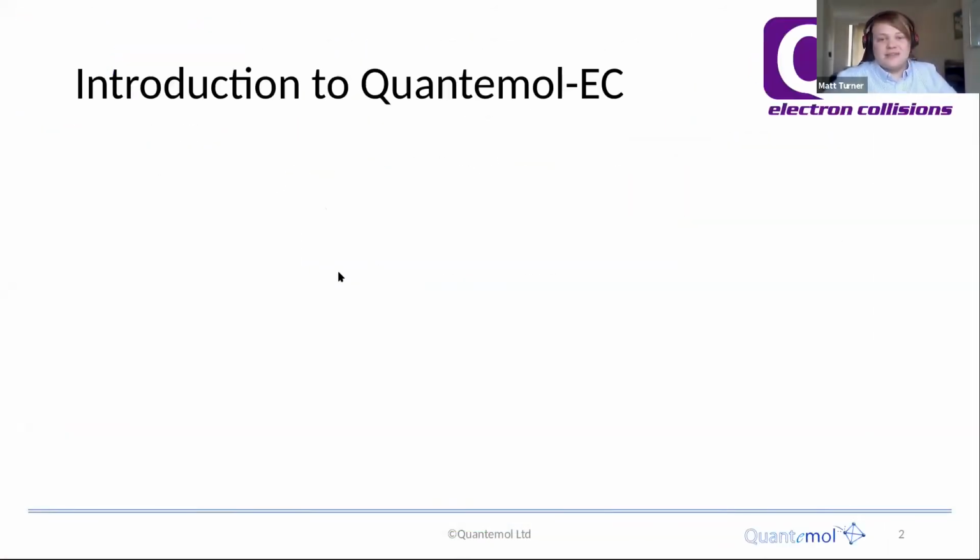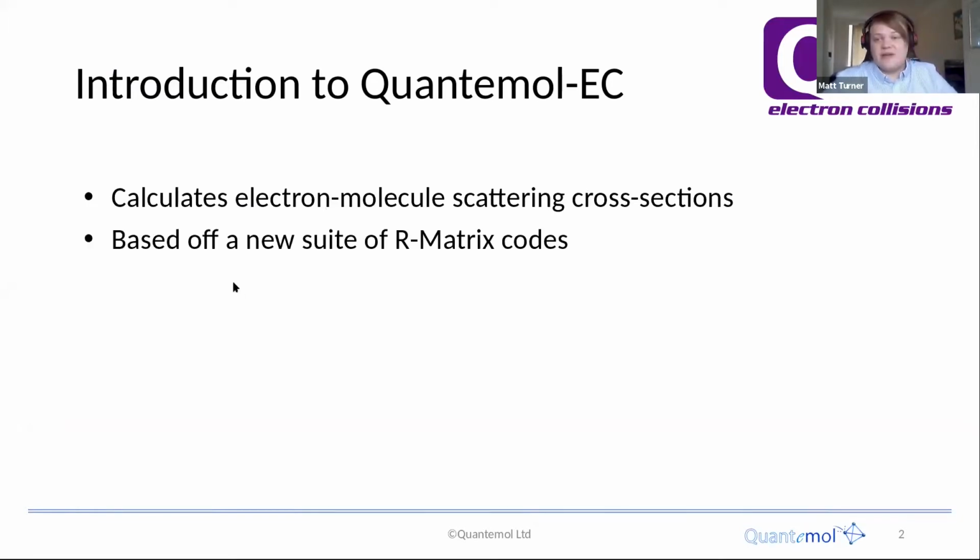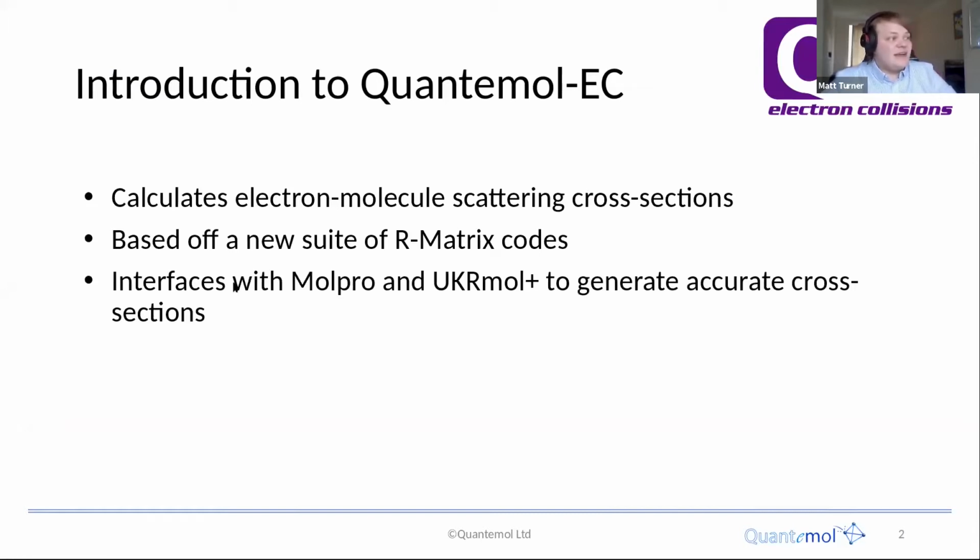So, firstly, what is Quantemol-EC? Quantemol-EC is a code for calculating electron molecule scattering cross sections. It's based off a new suite of R matrix codes and it interfaces with both MolPro and UKRmol+ in order to generate accurate cross sections.